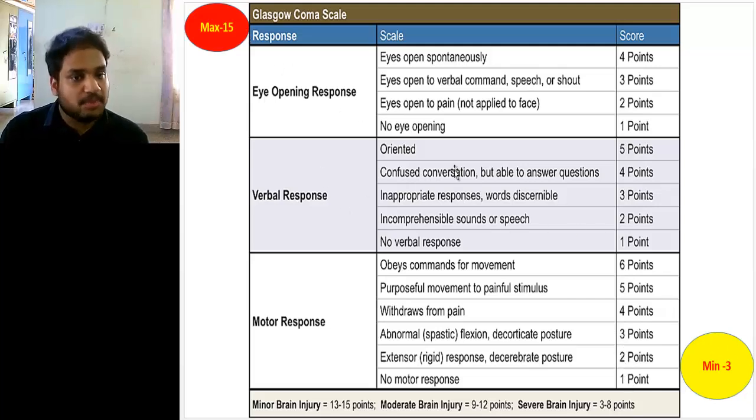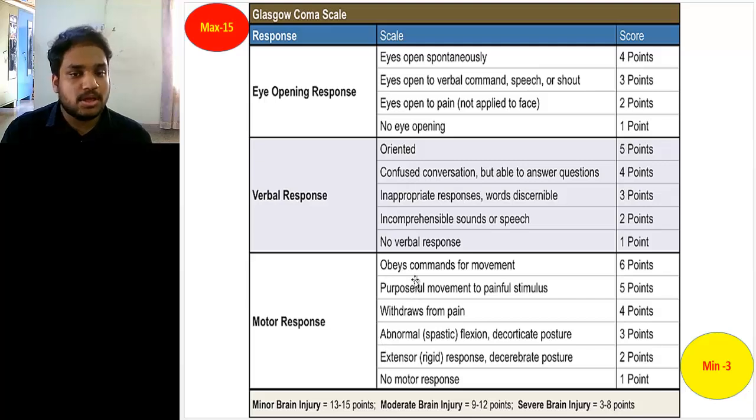For verbal response, if the patient is oriented, you can give 5. If there is confused conversation, but the patient is able to answer the questions, you can give 4. If there is an inappropriate response, but the words are discernible, then you can give 3. Incomprehensible sounds or speech, 2. And if there is no verbal response, then 1 point.